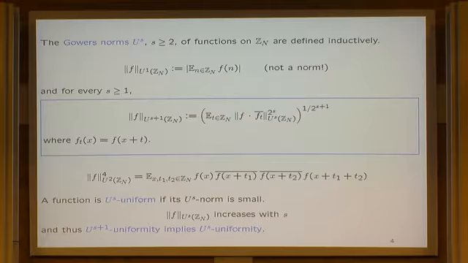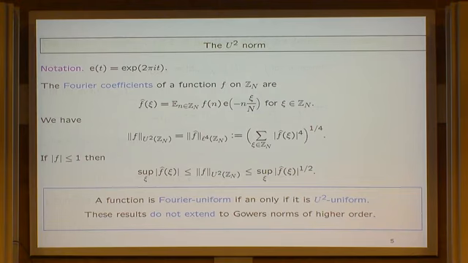Okay. So then the norms increase, and U^(s+1) uniformity is stronger than U^s uniformity. So for example, for the U2 norm, I use the classical notation for the complex exponential, and I recall the definition of the Fourier coefficients of a function defined on the cyclic group Z_N. I don't read it. And it happens that the U2 norm is simply the L4 norm of the Fourier transform. You can check that immediately on the definition, on the formula.